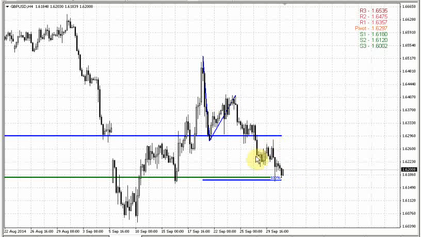So the first stage of our plan has been achieved. The market has hit this area, but we did not get any patterns yet. So let's see what will happen.